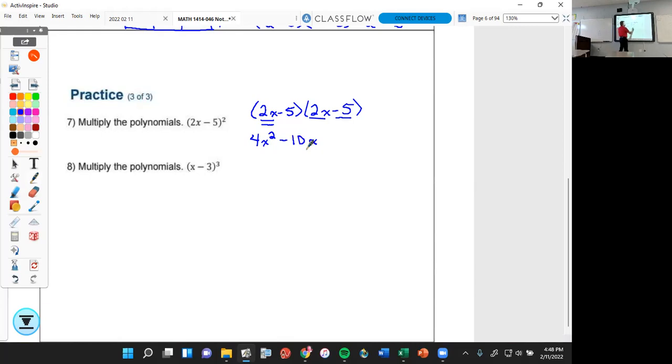Inside times inside is negative 5 times 2x. Negative 5 times 2x, oh, look at that, another minus 10x. And then last times last, negative 5 times negative 5. Of course, that would be positive 25. We combine our like terms. Again, normally when you FOIL it, it's going to be the ones in the middle. If you did this one with the box, it's going to be the ones on a diagonal. We get 4x squared minus 20x plus 25.